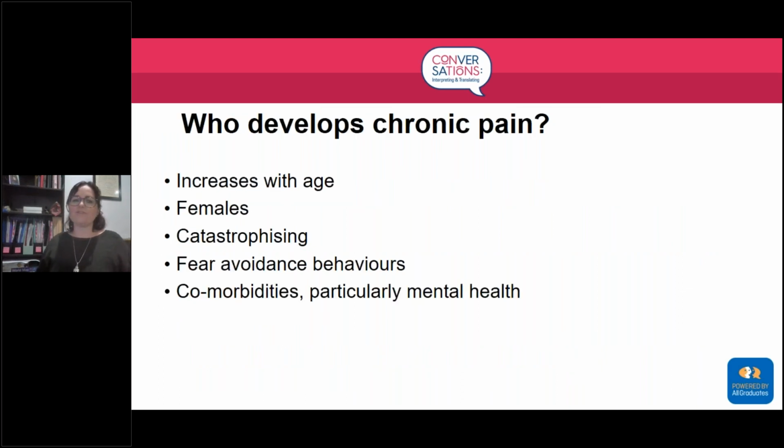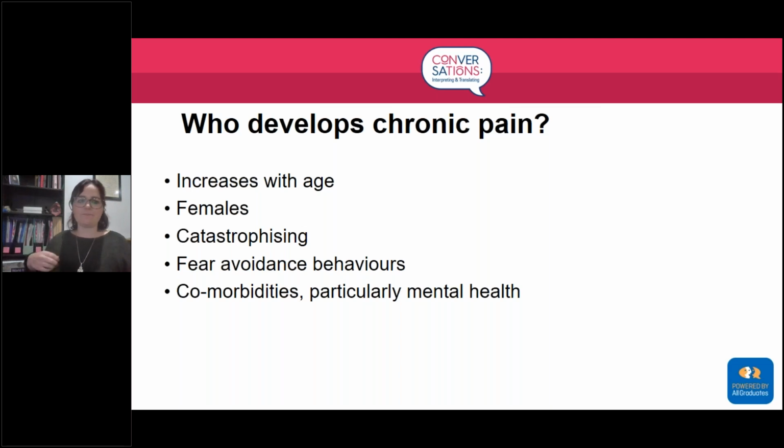If we have a look at who develops chronic pain, more likely with age, more likely in females. And then there's a few things that can happen. So if someone has that really strong emotional response to pain, then they're more likely that that will turn into an ongoing persistent pain. So like I said, if we hear a piece of information and we have a strong emotional response to it, we're much more likely to remember that piece of information.